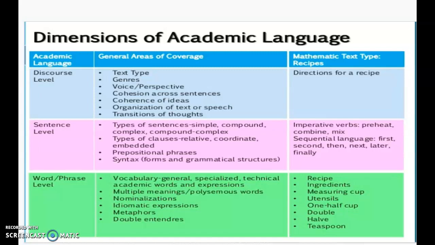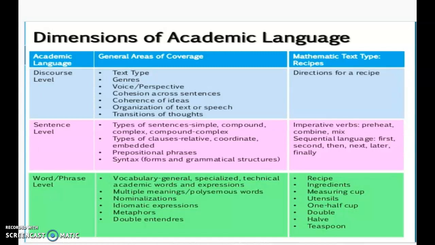And then once they understand the directions, you can go to the sentence level, which means you'll not just read the directions, but then you'll add the imperative verbs, which would be the preheat, combine, mix, and so on, kind of introducing these not harder words, but more complex to actually being able to successfully complete something as a recipe, to then eventually getting to the word and phrase level, which would be all of the key terms that they could identify, like recipe, ingredients, measuring cup, utensils.